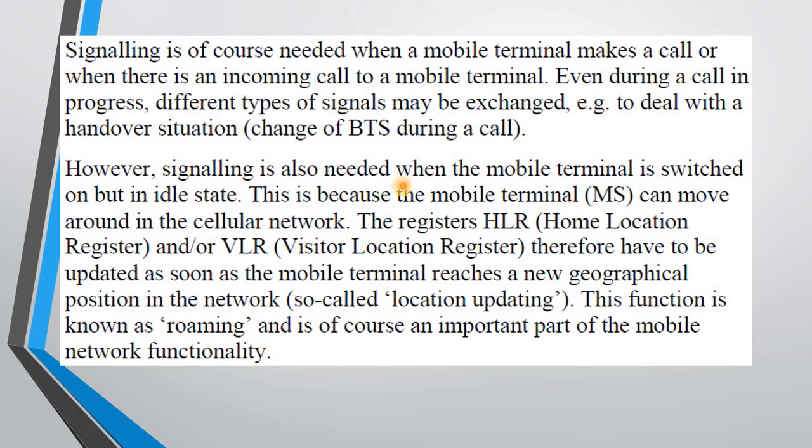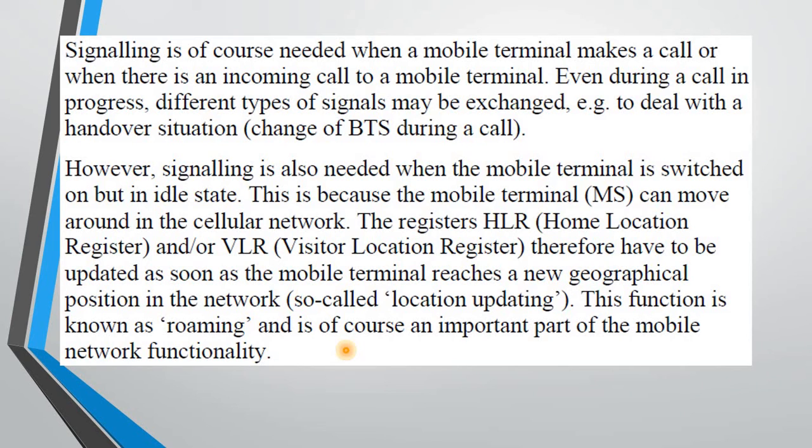Signaling is also needed when the mobile terminal is switched on but in idle state. This is because the mobile station can move around the cellular network. The HLR therefore has to be updated as soon as the mobile terminal reaches a new geographical position, like when it moves across the telecom network or across different mobile networks and performs location updates. Then it needs to communicate with the network and perform the signaling. This function is known as roaming and is of course important.